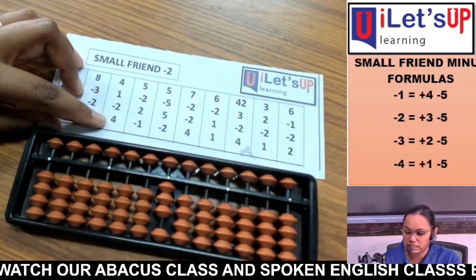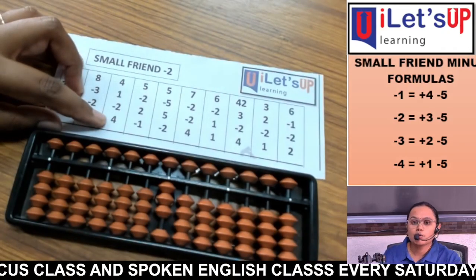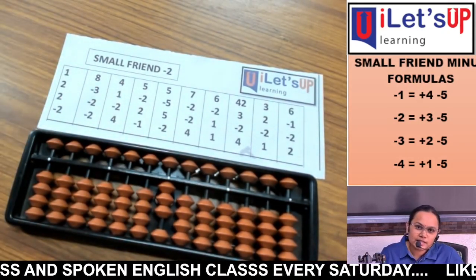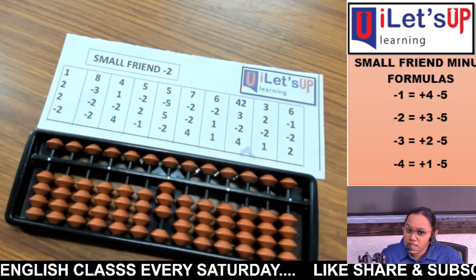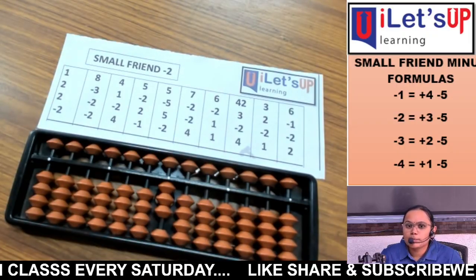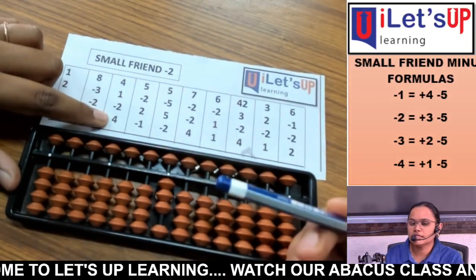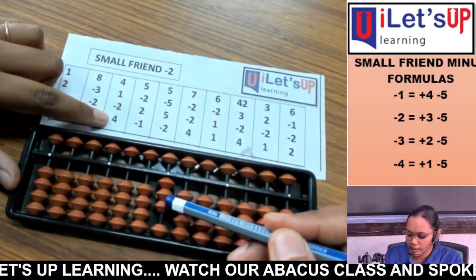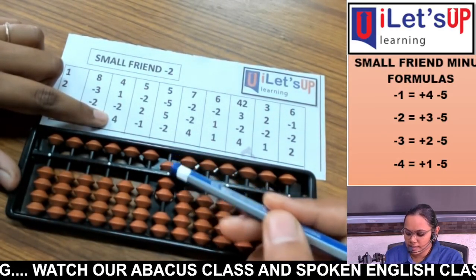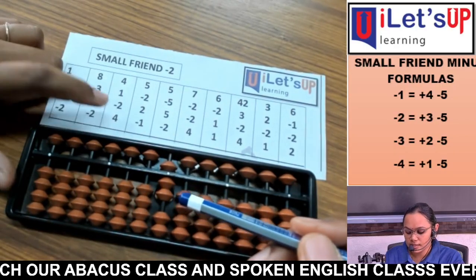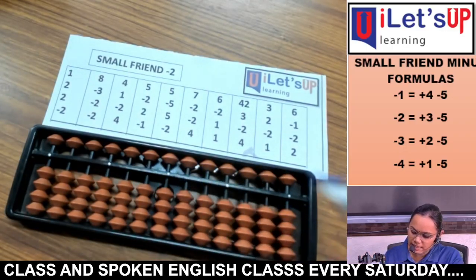Again add 4 to this. Let's try to add. As I am noticing, only one bead is left here. So what will I be doing? Nothing, just applying the small friend plus 4 formula. As per small friend plus 4, it is minus 1 plus 5. That's it. What is the answer? 7 is my answer. Clear? Okay. Let's head towards the next question.